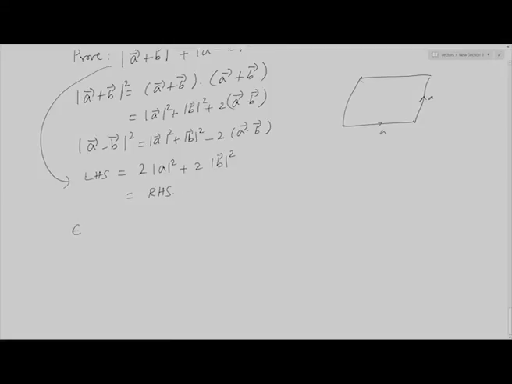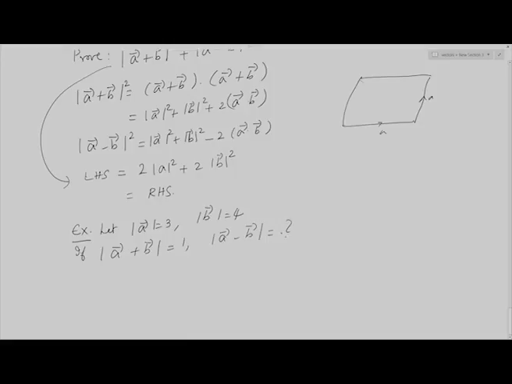To illustrate this identity, let me give a small example. Let us say mod A is equal to 3 and mod B is equal to 4. These are the sides of the parallelogram, 3 and 4, and if I know one diagonal, mod A plus B, is equal to 1, what is the other diagonal? That is, what is mod A minus B?